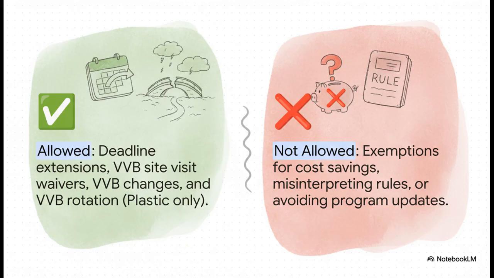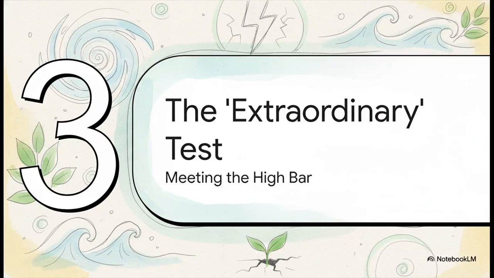On the left, you've got the stuff that's permitted. Things like extending deadlines or waiving a site visit when it's just physically impossible. But that column on the right, the not permitted one, is just as crucial. You absolutely cannot ask for an exemption just to save a few bucks, or because you misunderstood a rule, or to get out of a program update. That's a definite no-go.